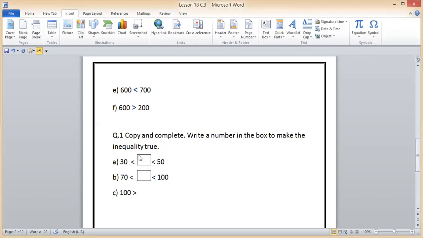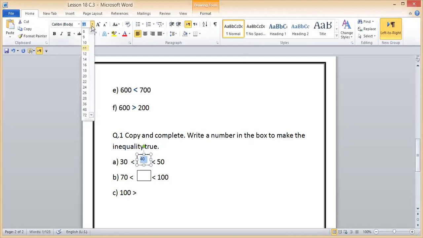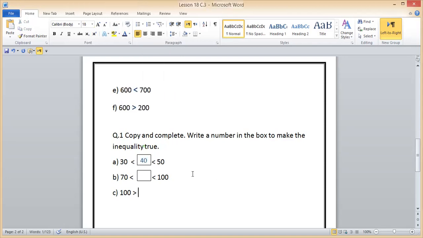The first question is 30-50. Yes, guys, 30-50. Tell me the number which you should write between 30 and 50. What number you would like to write? Yes. 40. Sir, you can write any number between 30 to 50. I'm going to write here 40. 40 is the number which is greater than 30 and less than 50.